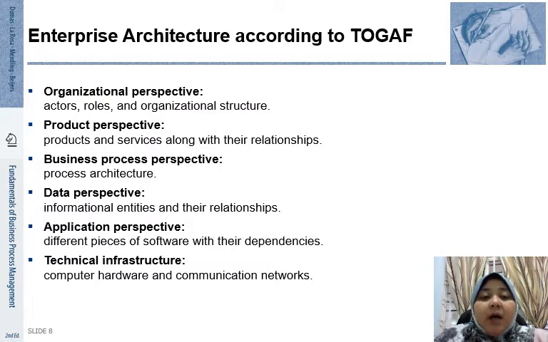Okay. Alright, on perspective number 1, we have organizational perspective. This one for enterprise architecture is very close to our nature. We must be able to define who the actors are, what roles they have, and the organizational structure. On product perspective or service perspective, we have the products or the services and what their relationships are. We have to define that. And business process perspective, we have process architecture. This is the outcome, the document that we're going to have.